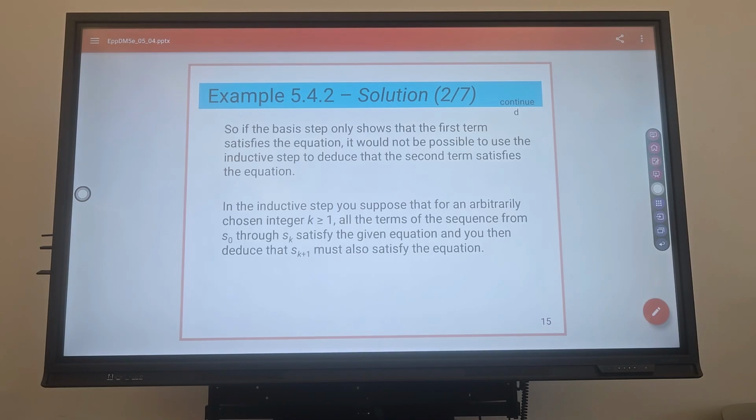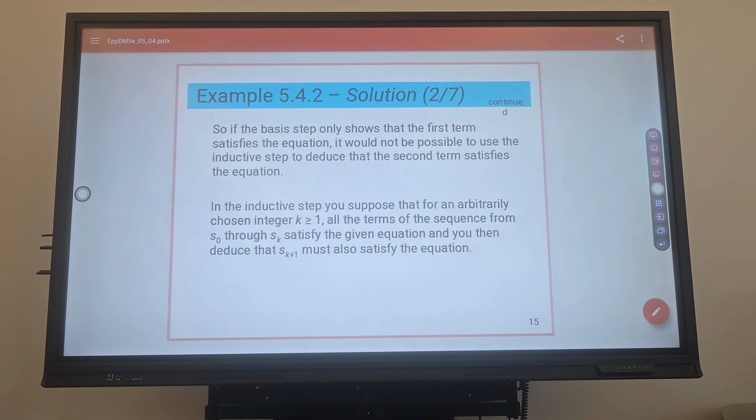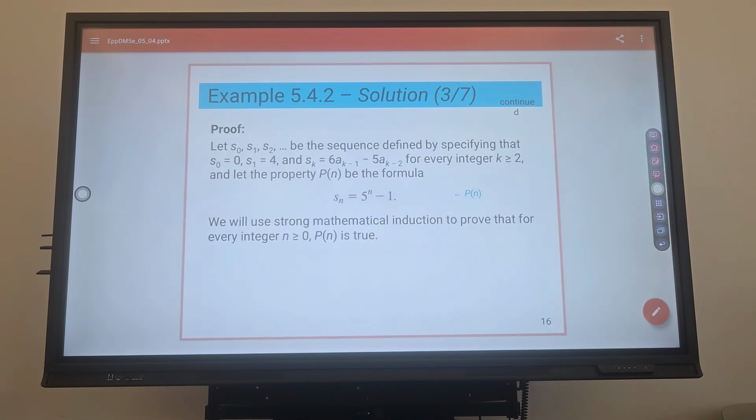In the inductive step, you suppose that for any arbitrarily chosen integer k greater than or equal to 1, all the terms of the sequence from s sub 0 through s sub k satisfy the given equation, and you then deduce that s sub k plus 1 must also satisfy the equation. So the proof. Find the sequence and show that P of n is true.